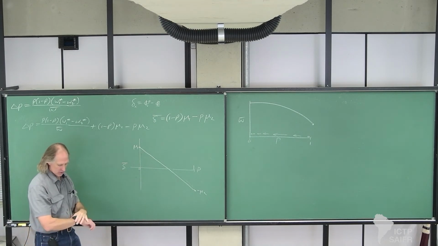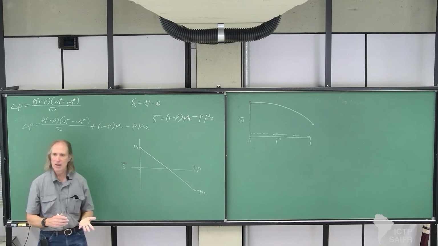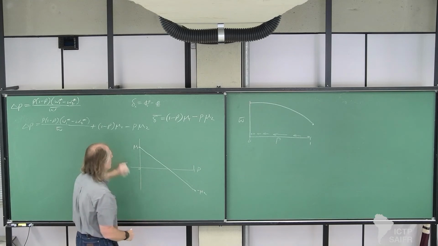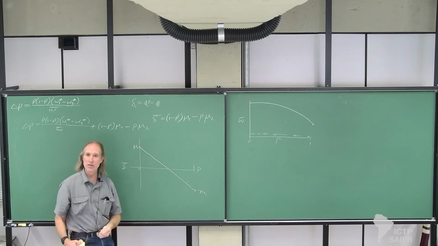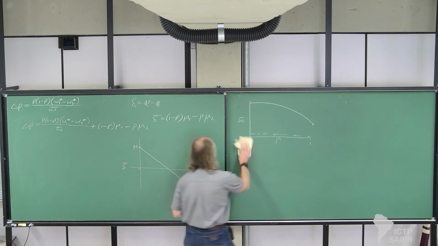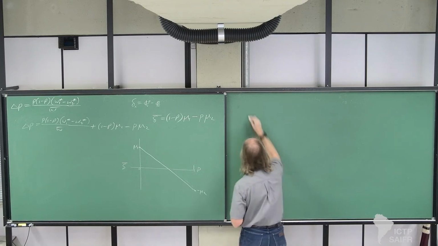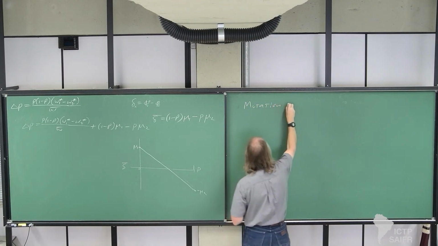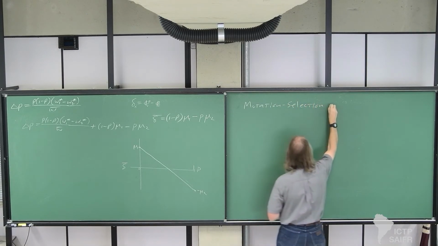And this leads us to want to combine selection and mutation into the same equation. And the way people approach this is to basically take this equation and solve for the equilibrium. So you solve for mutation, selection, equilibrium.